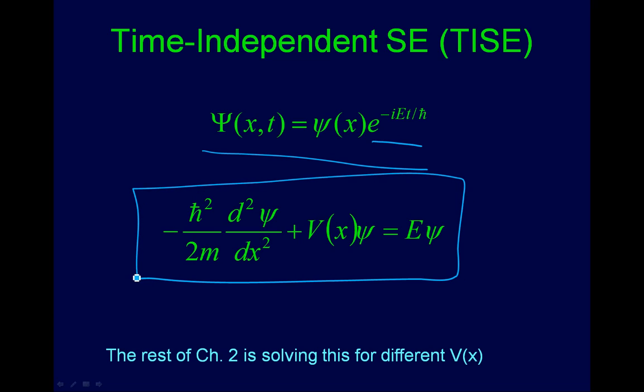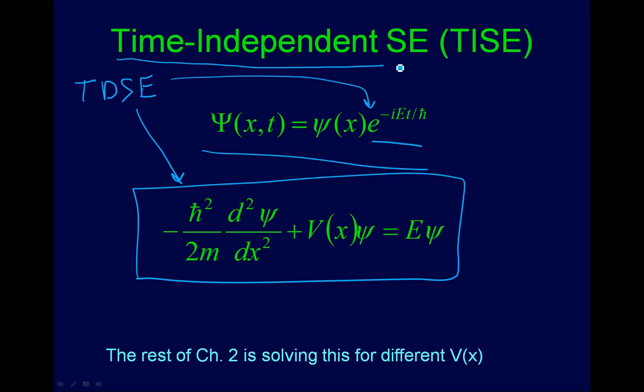So remember, we took our time dependent Schrodinger equation. So we started with what I call the TDSE, and we split it into two equations. One of them gave us this, and the other one is this over here. And this is going to be called the time independent Schrodinger equation. And we're going to spend basically the rest of chapter 2 solving this for different potential energies. So we'll have different systems with different potential energies, and we'll go through and solve this equation and try to understand it a little bit better.